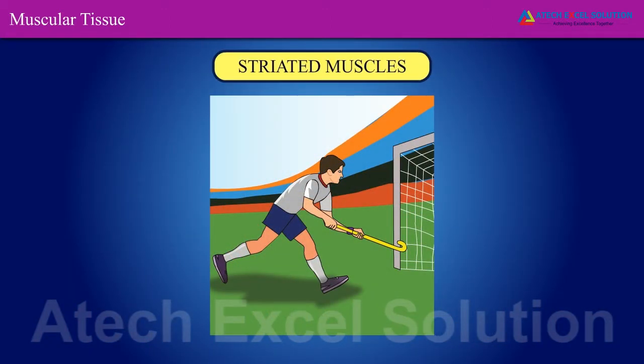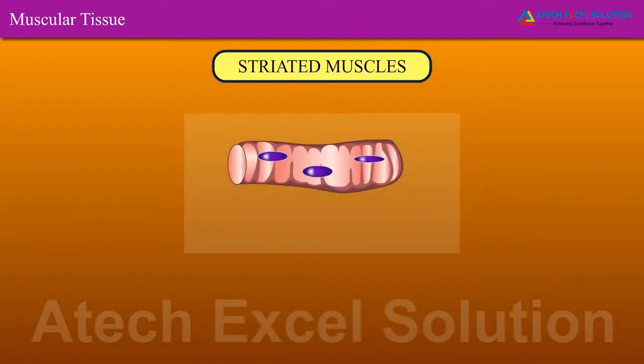Striated muscles are also called voluntary muscles because these muscles work according to our will. These muscles are also called skeletal muscles as they are mostly attached to bones and help in body movement. Under the microscope, these muscles show alternate light and dark bands or striations. Hence, they are called striated muscles. The cells of this tissue are long, cylindrical, unbranched, and have many nuclei.